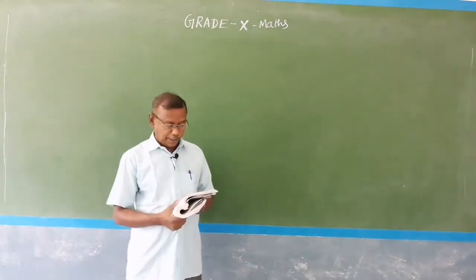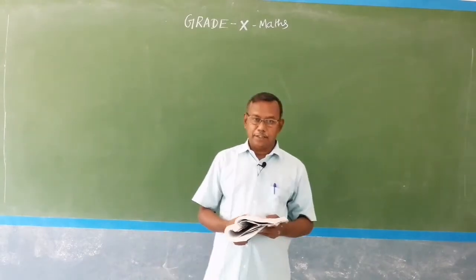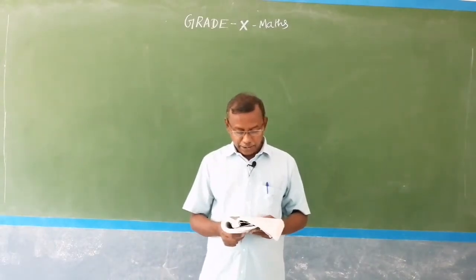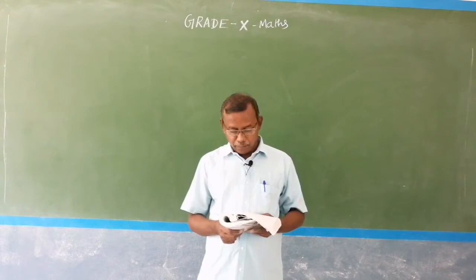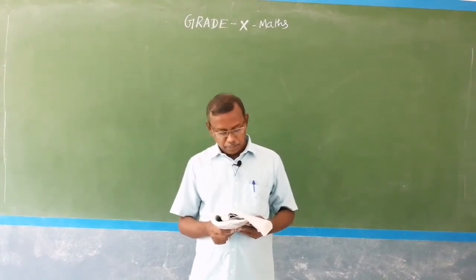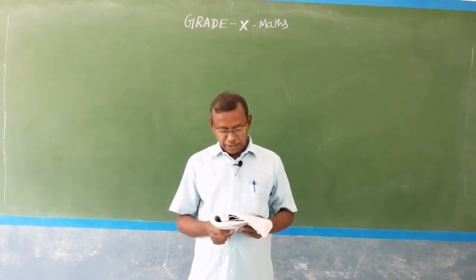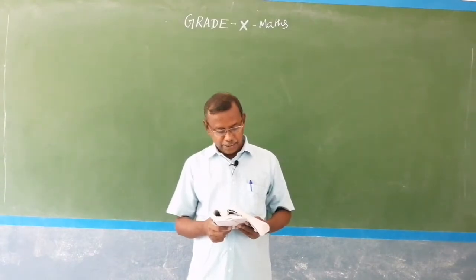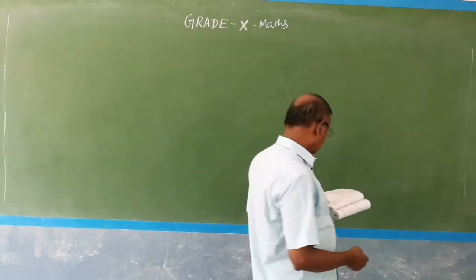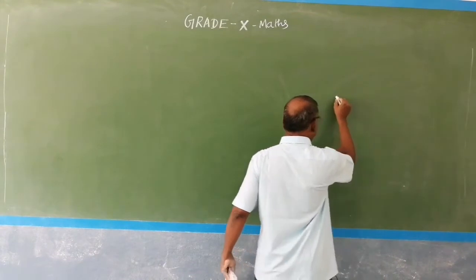Next, theorem 6.9, the converse of the Pythagoras theorem. In a triangle, if the square of one side is equal to the sum of the squares of the other two sides, then the angle opposite to the first side is a right angle. Now consider a triangle ABC.